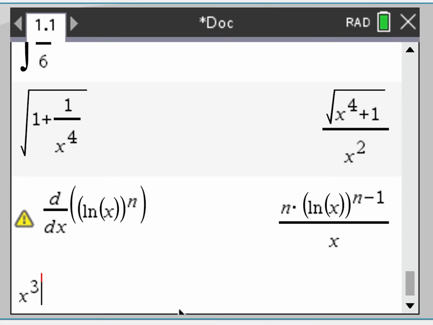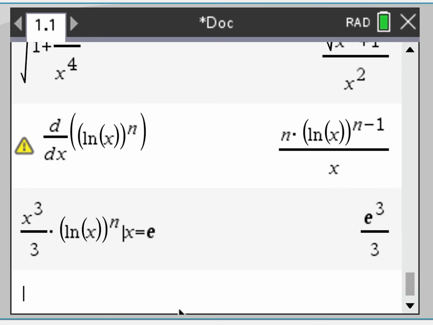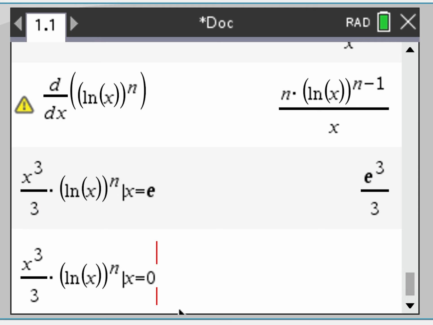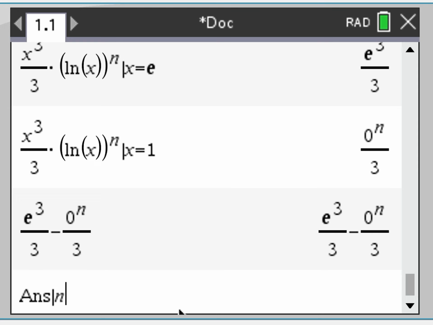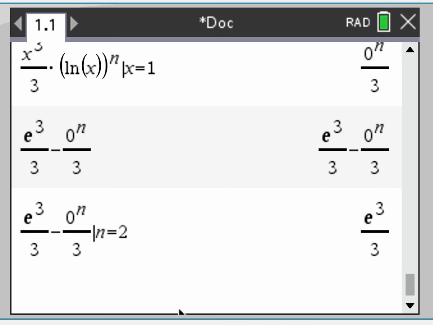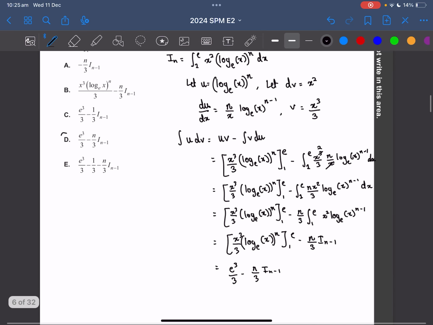So we will just type the thing down. So x cubed on 3 times log of x, that to the power of n, and then we will have x equals e, so that, and x equals 1, so that take away that. Well, if I put n equals 2, because that's the least n can take with the domain, we get e to the power of 3 on 3 take away n on 3 I_(n minus 1). So option D looks like the answer for this.